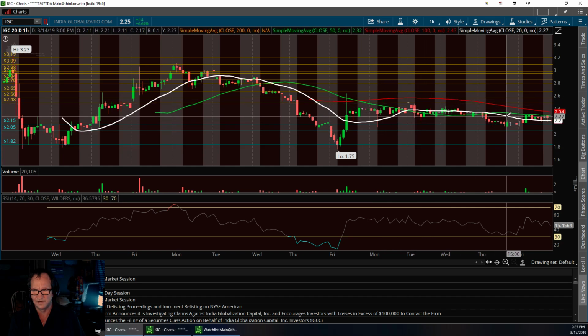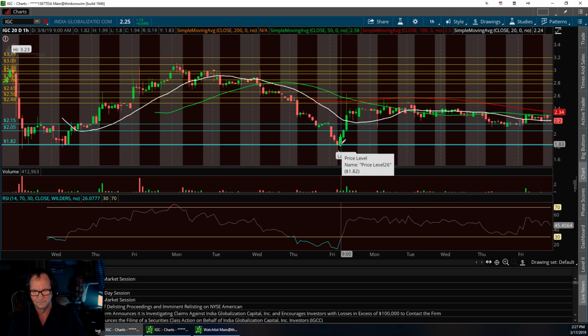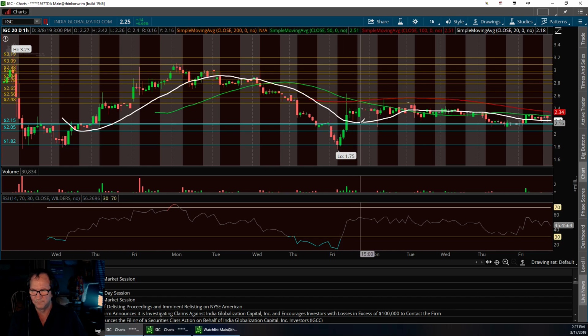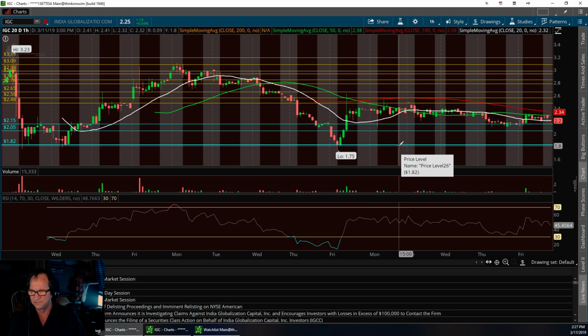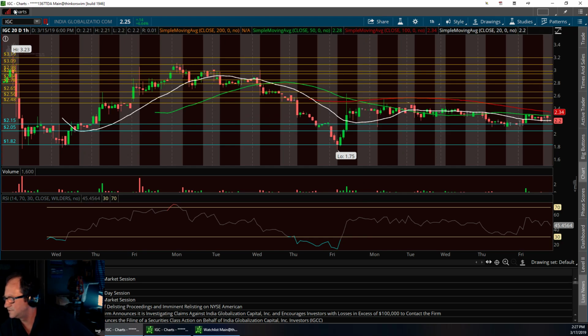And notice that my 20 SMA is down below the other 2 moving averages, so it's still showing a sign of weakness. So if you get down here to the triple bottom at 182, that might be a good buy to scalp it up to $2 bucks to 220, to maybe 215. That's IGC. Shrimp was a beautiful play.